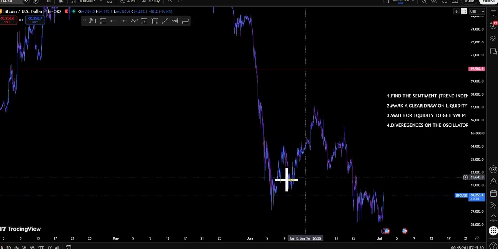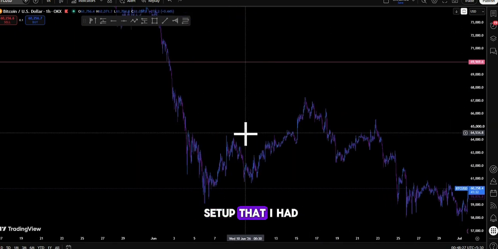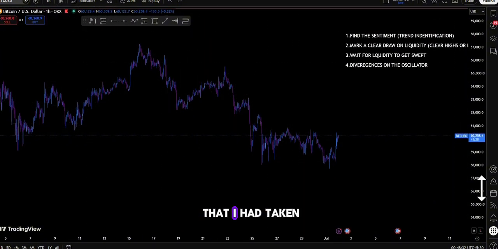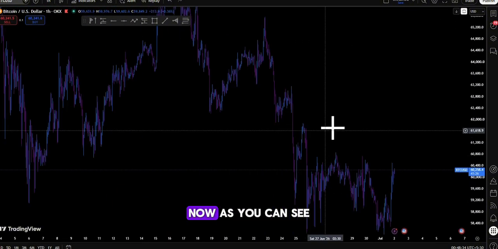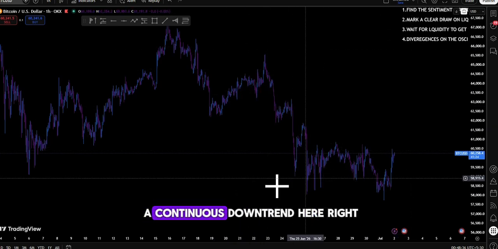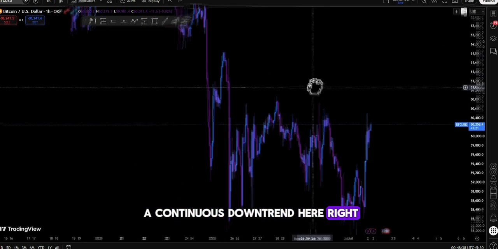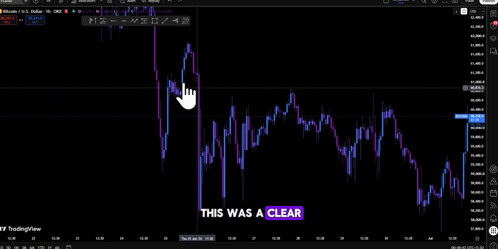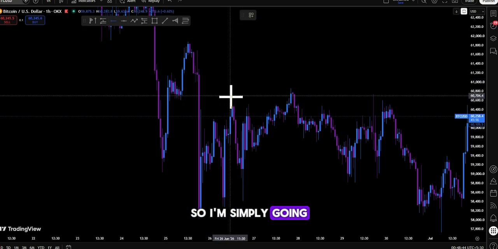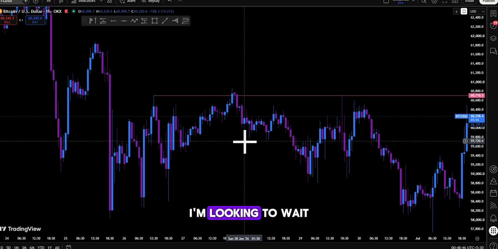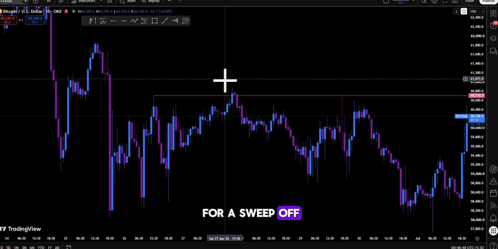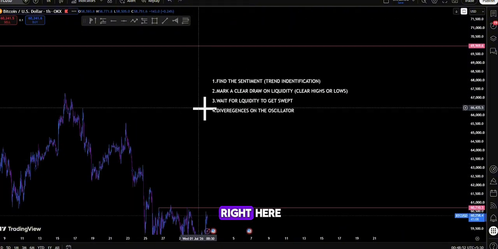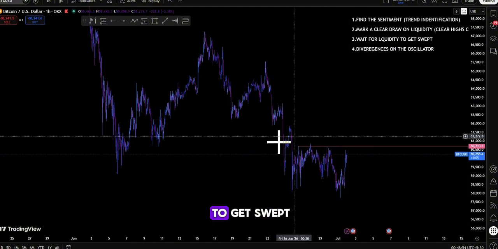So now let's talk about the setup that I had taken in advance. The setup that I had taken is right here. As you can see, we are in a continuous downtrend here, and it was around here. This was a clear high at that time, so I'm simply going to mark this high. I'm looking to wait for a sweep of liquidity, which was the third step. As you see right here, wait for the liquidity to get swept.